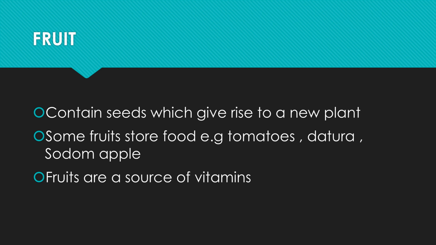Then we move to a fruit. A fruit contains seeds which give rise to a new plant. Second, some fruits store food. Example, tomatoes, datura, and the Sodom apple. The third function of fruits is that they are a source of vitamins. As you have been taught in science, a human being is supposed to take 3 meals a day. And out of these 3 meals, they must be a balanced diet. A balanced diet must have vitamins, carbohydrates, and proteins.